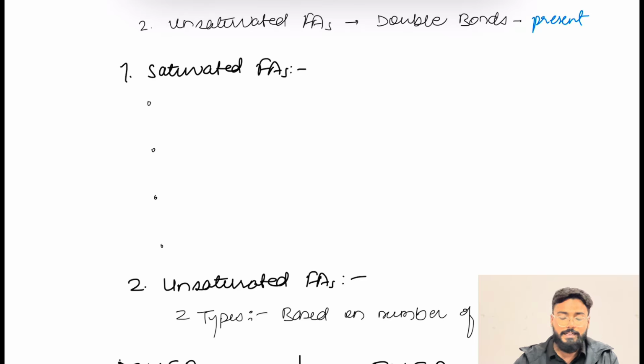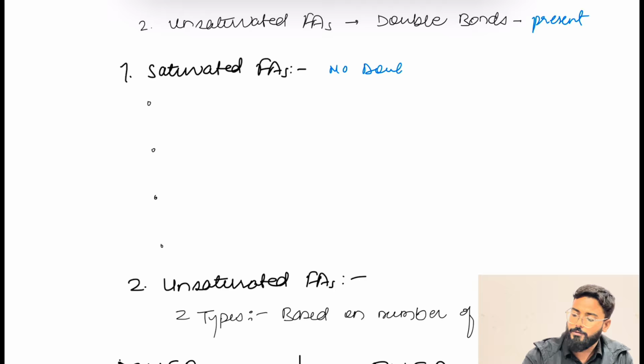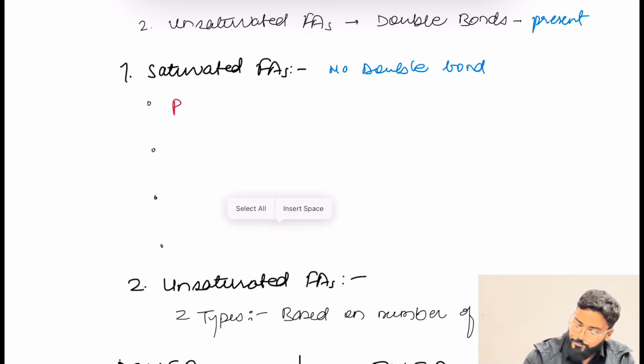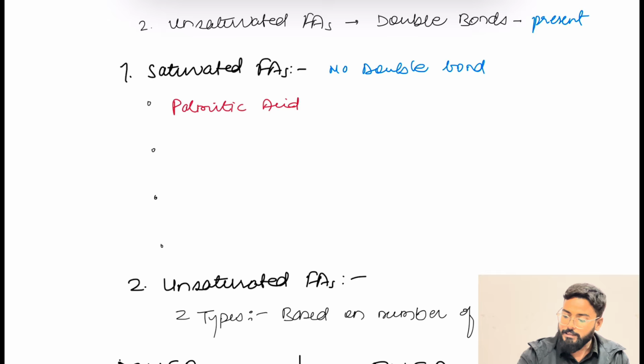Now we will see some examples of saturated fatty acids. Saturated means no double bond, that we already know. Some examples that we need to remember: the first one is palmitic acid. What is the source of palmitic acid? It is your butter, your cheese, and your palm oil.